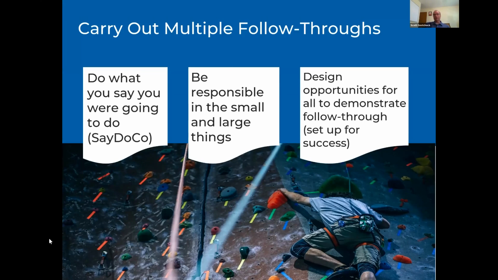Then you carry out multiple follow-throughs. That's the second piece. And one of those things is do what you say you are going to do. There's a little resource that we teach there called Say, Do, Co. And if you can teach your team to do this, and you as an individual, your family, Say, Do, Co. means say what you're going to do, do what you say you're going to do. And then the co part is communicate if you can't.